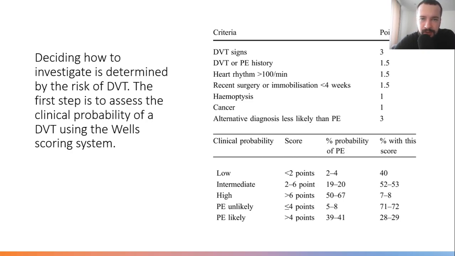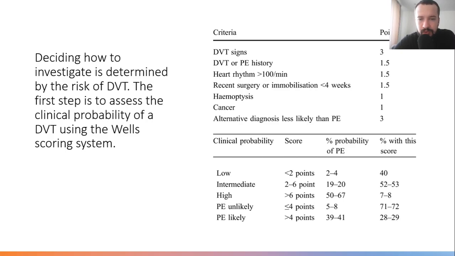DVT signs 3 points, DVT history 1.5 points, heart rate more than 100 beats per minute 1.5 points, recent surgery or immobilization less than 4 weeks 1.5, hemoptysis, cancer, alternative diagnosis less likely than pulmonary embolism. And there you see low, intermediate, high, pulmonary embolism unlikely, pulmonary embolism likely.